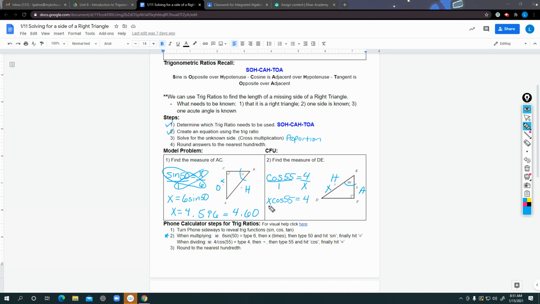Now here's a little bit different. We have to get x by itself, so we have to divide both sides by cosine of 55. Once you divide, you're going to cross out the cosine of 55. X is left over. So now you have 4 divided by cosine of 55. You type in 4, then the division symbol, then again backwards with 55 first, automatically hitting cosine, and then hit the equal sign, and you should get 6.973, which you would leave as 6.97.